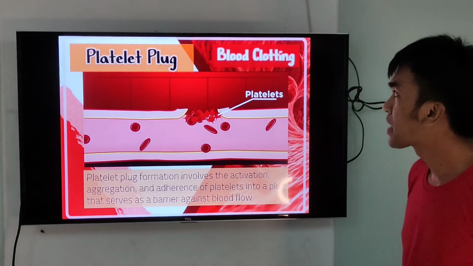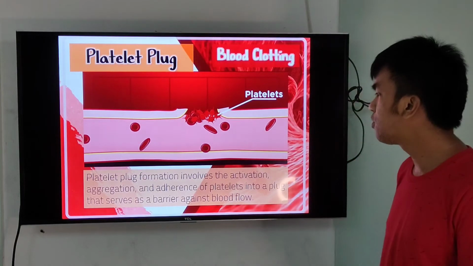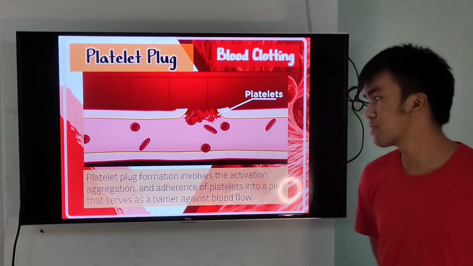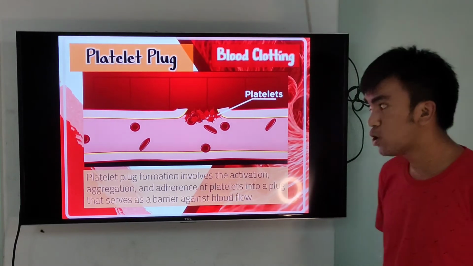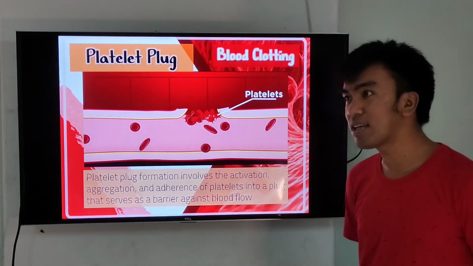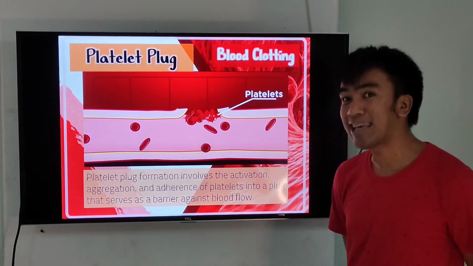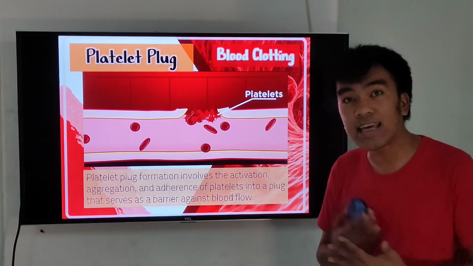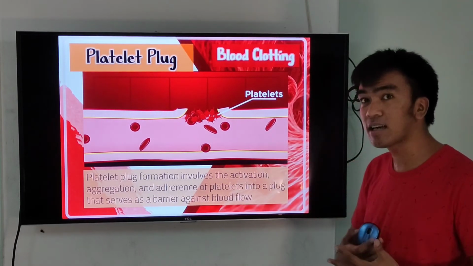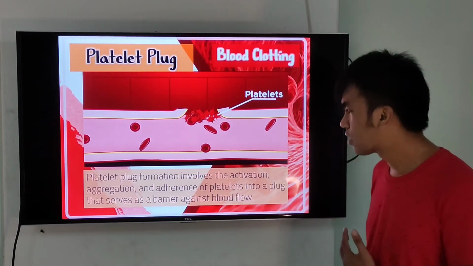Next is the platelet plug. So platelet plug formation involves the activation, aggregation, and adherence of platelets into a plug that serves as a barrier against blood flow. So in this stage, platelets are activated. When platelets are activated, they release chemicals, and these chemicals attract more platelets. And these platelets will aggregate, meaning they build up and form a clump, and they adhere, meaning they stick to one another and to the wounded area, and then they form a plug.